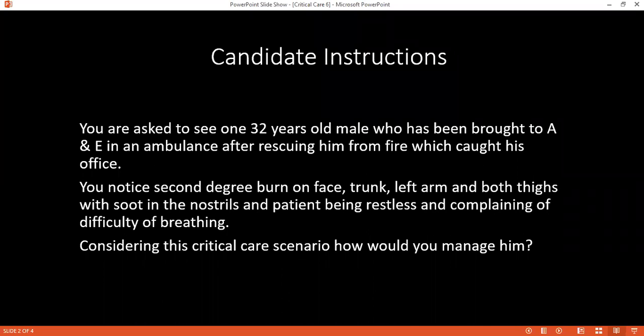Right. So if you have read and understood the critical care scenario, please tell me how would you manage this patient? Yes, ma'am.